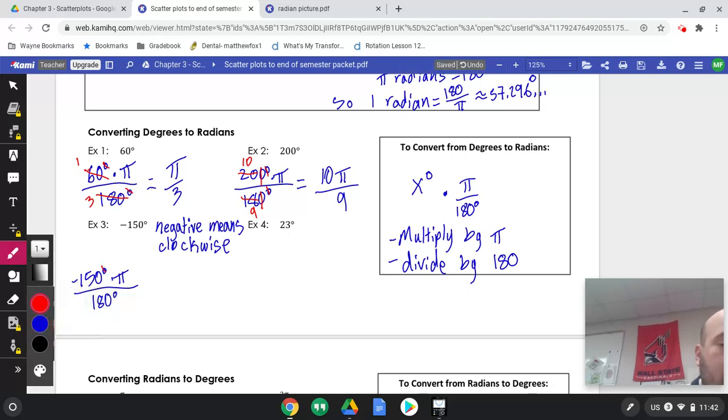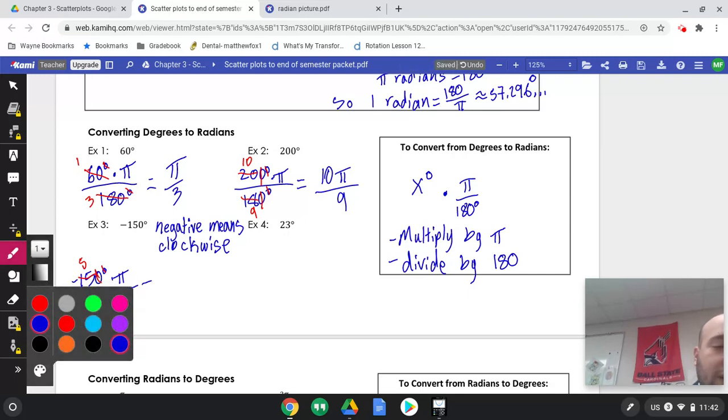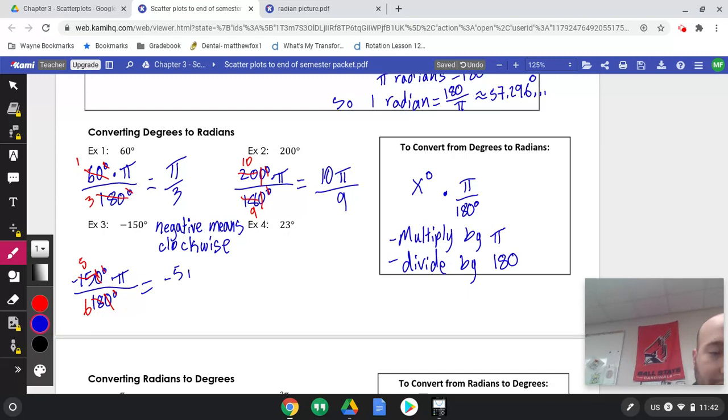Okay, the degree signs cancel. The 0 and 0 cancel. We normally do that if it's an ending 0, remember. But now 15 and 18: 3 goes into both of those. 3 goes into 15 5 times. 3 goes into 18 6 times. And our final answer here would be negative 5 pi divided by 6.